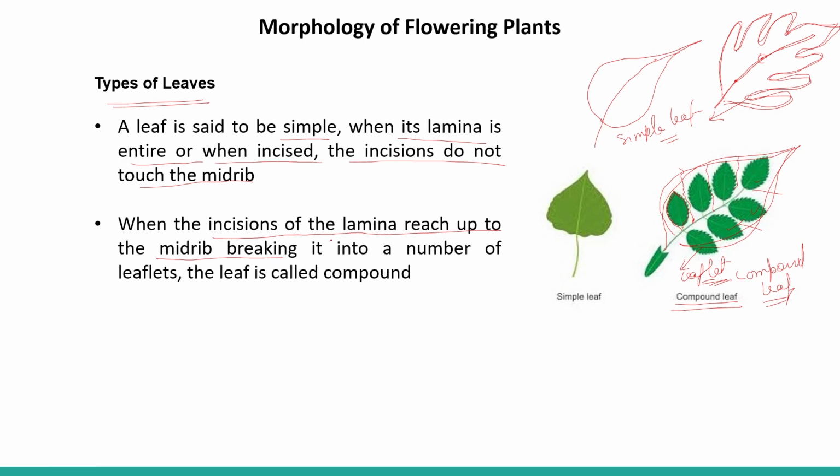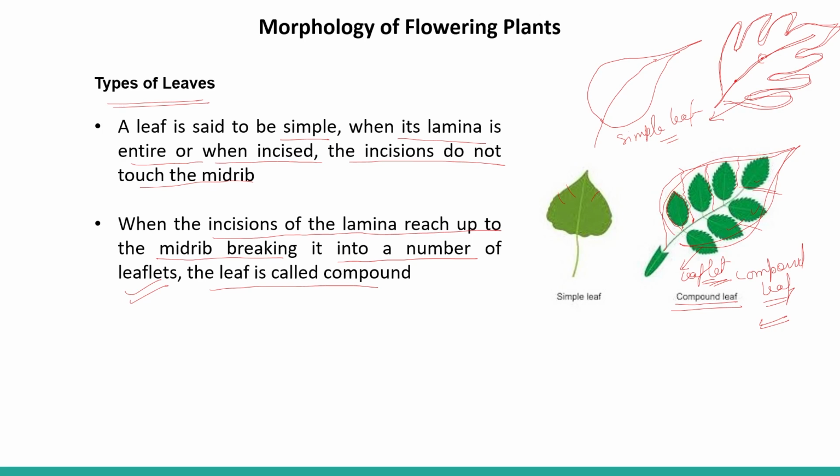So when the incision of the lamina reaches up to the midrib, breaking it into a number of leaflets, then the leaf is called a compound leaf. Always remember this. In a simple leaf, there is no incision, and if the incision is present, it never reaches up to the midrib region. But in the case of a compound leaf, the incision reaches up to the midrib region, forming leaflet-like structures. Now, if a number of leaflets are present in the leaf, then that particular leaf is called a compound leaf.